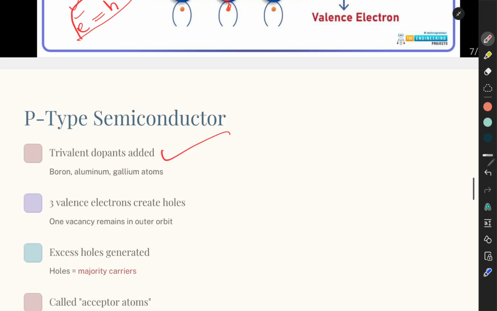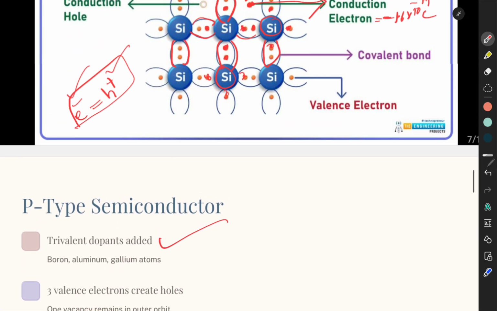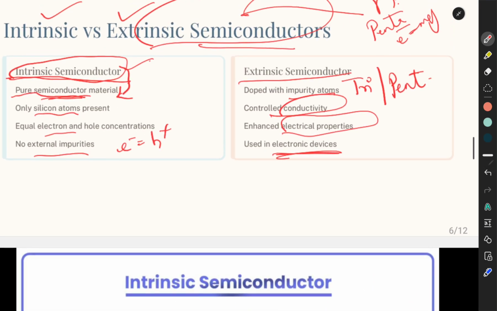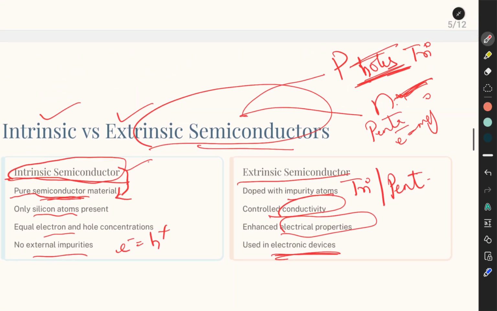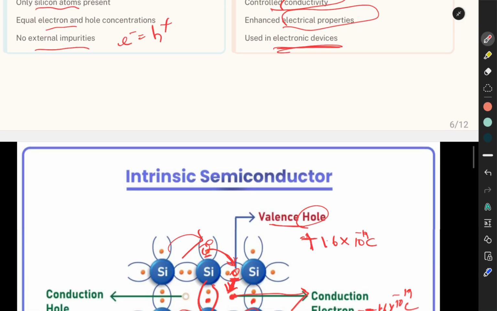P type. Trivalent dopant is added. Right? What I said was okay. Yeah. Trivalent.